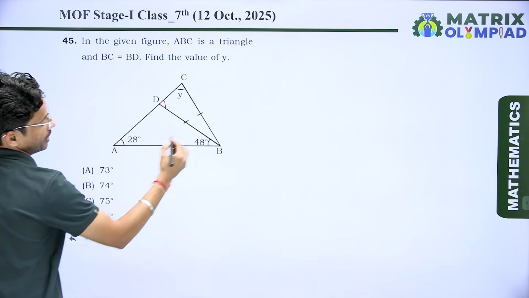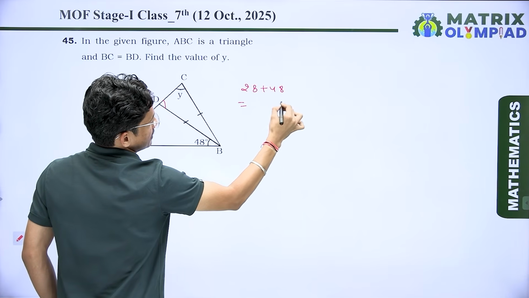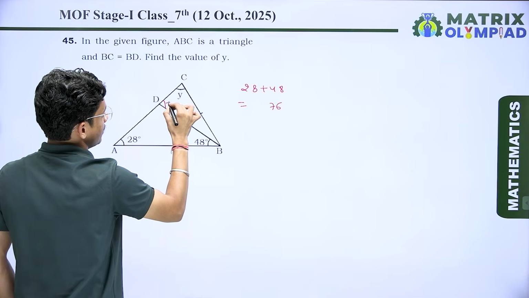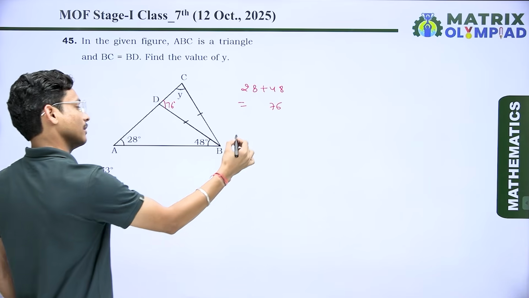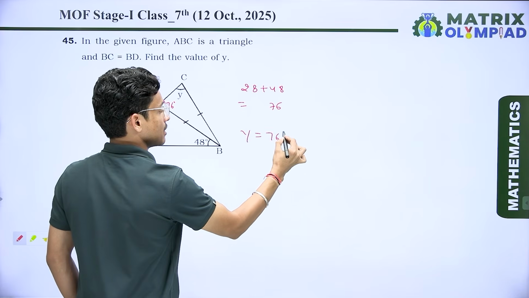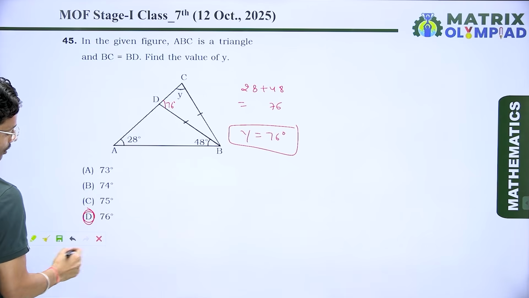Okay, so 28 plus 48, when we add, we get 676. So here this one is the 76. In an isosceles triangle, base angles are equal. So the value of phi we get is 76 degrees. So option number D is the correct answer over here.